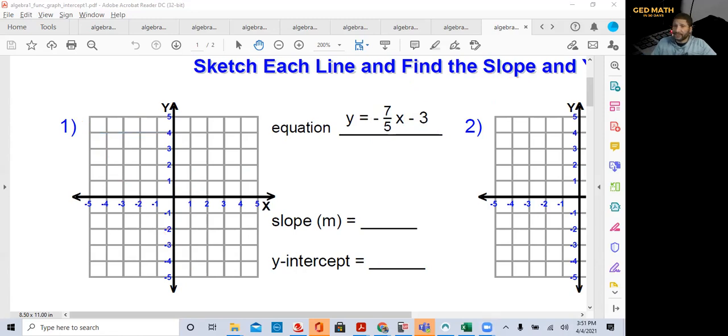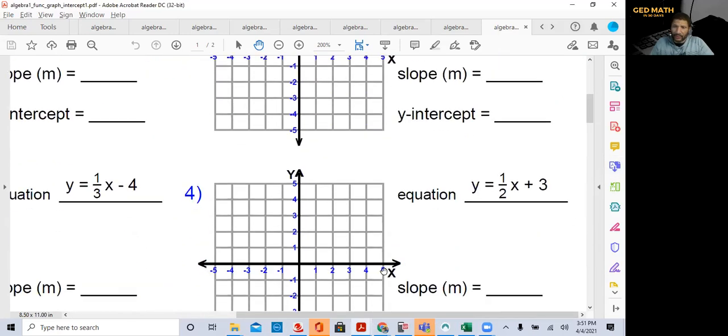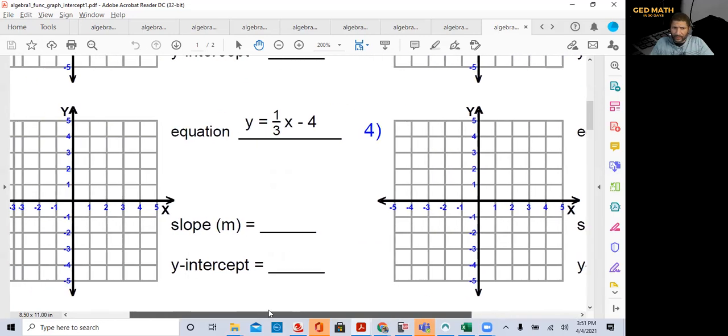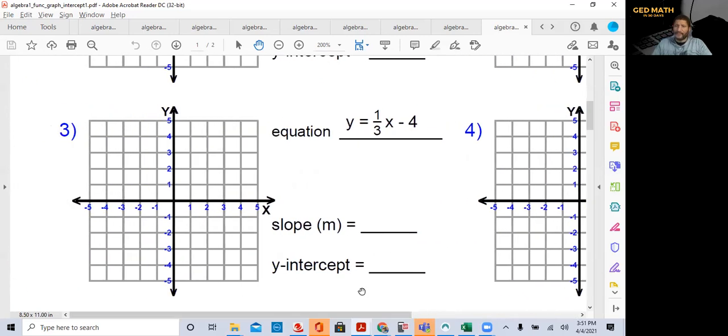Let's clear the screen. Let's go to another example. Again, a negative slope tells us we're going down from left to right. Let's try another one. Let's try one with a positive slope. Okay, there's one right there. Okay, so we know our slope is positive. So we know from left to right, it's going to be going up.